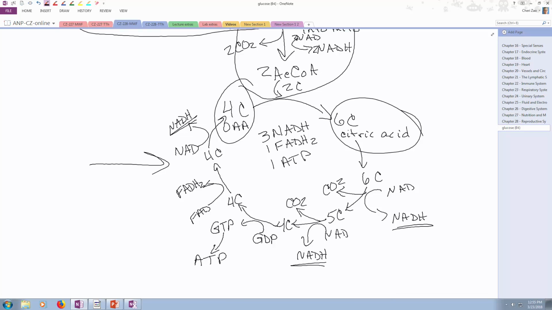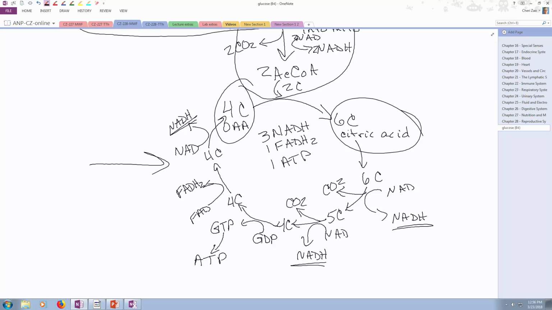Okay, this step here, it's 4 to 6 to 6 to 5, and then make sure there's four carbons in this. And then figure out where your NADHs and CO2s are, because that's the easiest, and then memorize the rest.